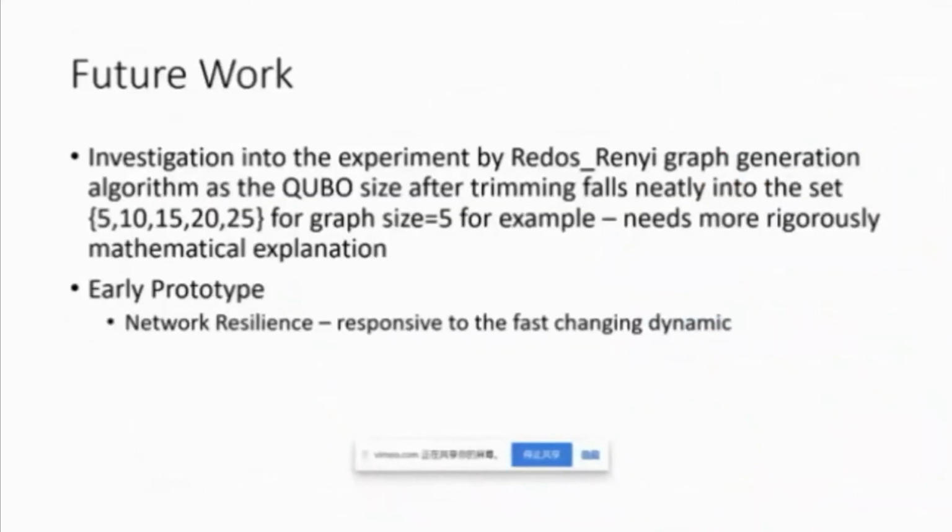Future work is that we will investigate the experiment with the adversarial graph generation algorithm, as the qubit size after trimming falls literally into the set 5, 10, 15, 20, 25 for graph size 5, for example. It needs a more rigorous mathematical explanation. Also, we decided to investigate an early prototype and test network resilience against fast-changing dynamics by taking advantage of the kernel speed that has been shown and proved by our previous experiment.